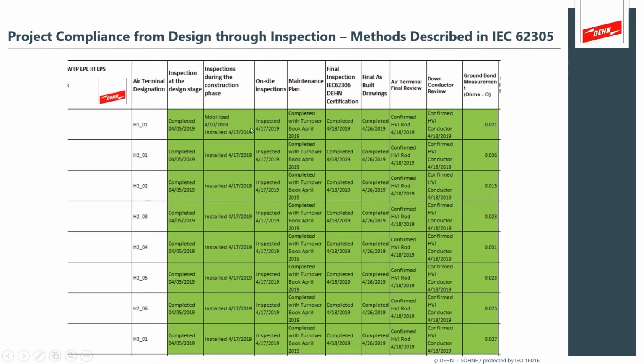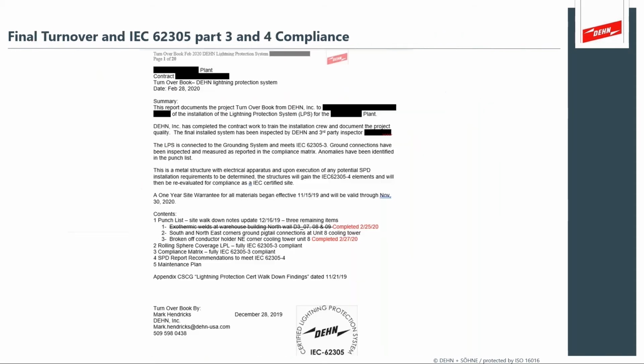You can see when they were mobilized, when they were inspected on the site, when they were inspected by final certification. You can look at your final review of the air terminals themselves, and you also look at the ground bond measurements. And this is all part of creating an end-to-end quality system that delivers the planned design in a very coherent and concrete report.